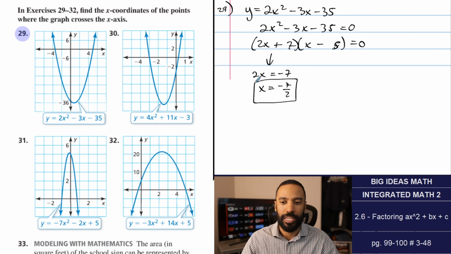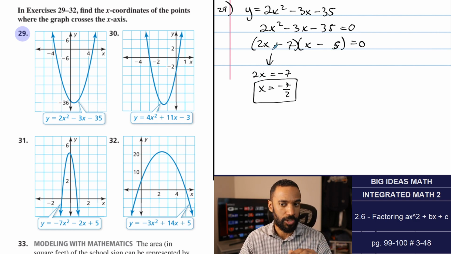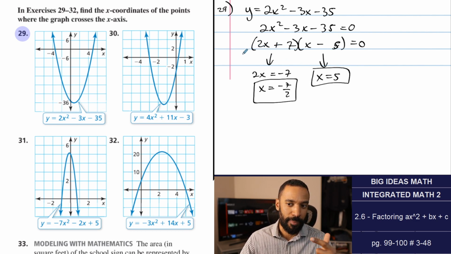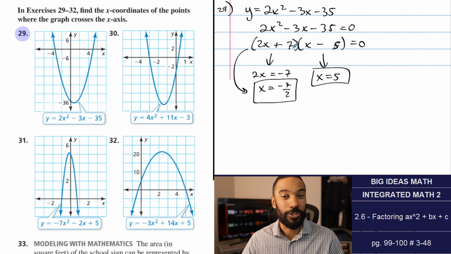Hopefully you can hear out loud what I'm saying if I'm skipping certain steps. 2x plus 7 equaled 0, so now I subtract and divide. If x minus 5 equaled 0, x would equal 5. I do these parts in my head. I go straight from here to here, personally. You just have to know what you're doing and why you're doing it, right?